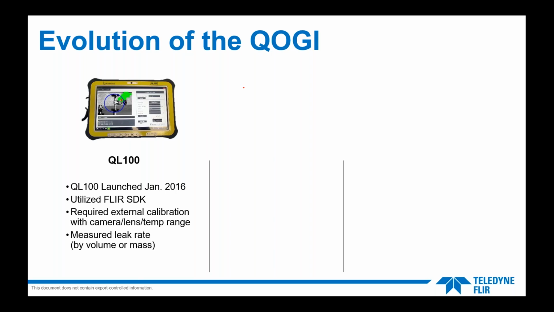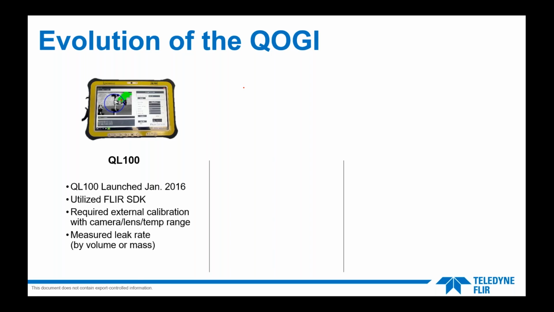So let's look at the evolution of the QOGI tool. As I mentioned, the first test was in 2016. So this was, fundamentally, this platform that you see here, the QL100. And this utilized a FLIR SDK to communicate with the camera.